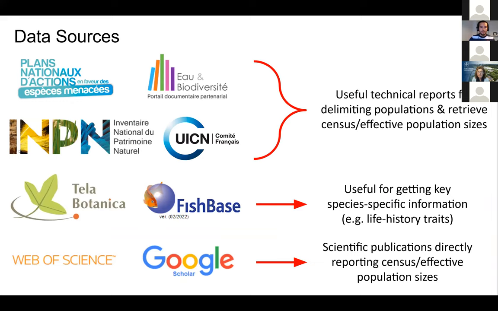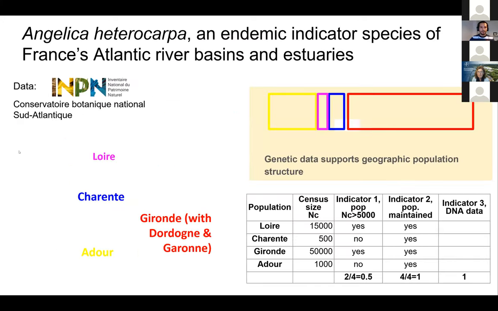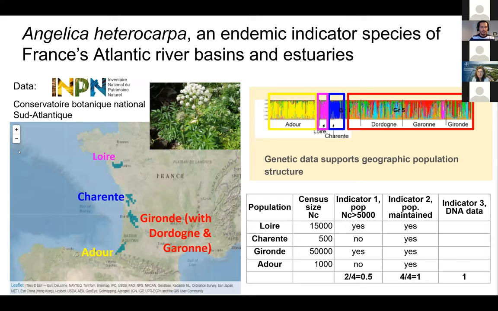The different web portals and technical reports are very useful to delimit populations and to find information on population sizes. We also used other databases like Telebotanica or FishBase to get key information on species like life history traits. And we also looked for scientific publications that directly reported population sizes. So here's an example of how we proceeded.